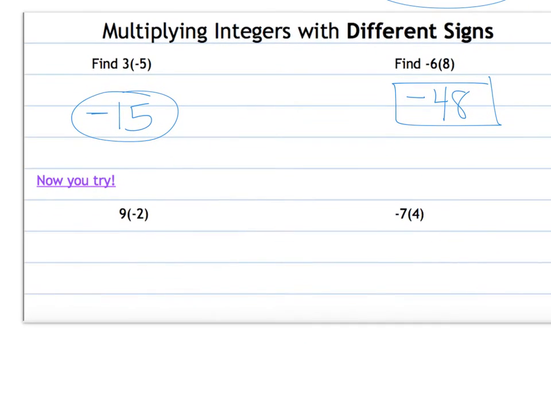Give them a try. That easy. Notice different signs, positive and negative. Negative, 9 times 2, 18. So again, pick the sign, then multiply. -7 times 4, negative and positive, different signs is negative. 7 times 4 is 28.